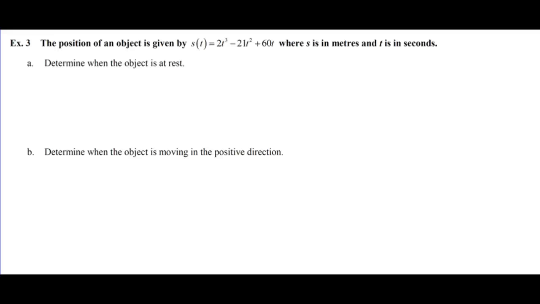The position of an object is given by s of t is 2t cubed minus 21t squared plus 60t, where s is in meters and t is in seconds. Determine when the object is at rest. When is the object at rest? When the velocity is 0. How do we get the velocity? Derive. Okay. So the object is at rest when the velocity is 0. The velocity v of t is equal to s prime of t.